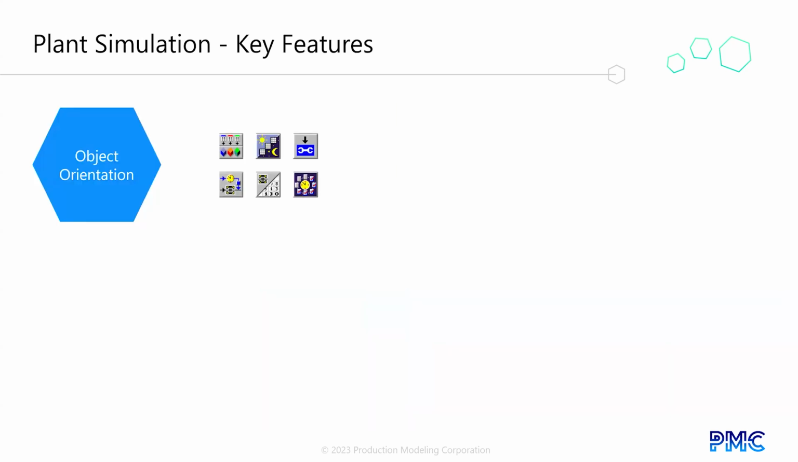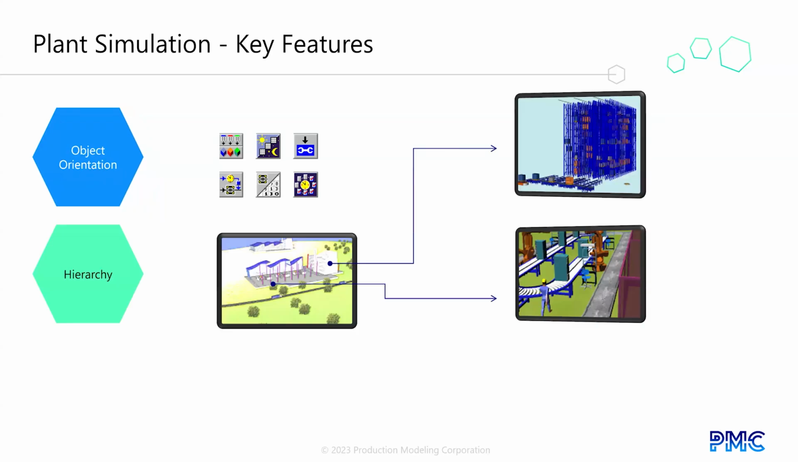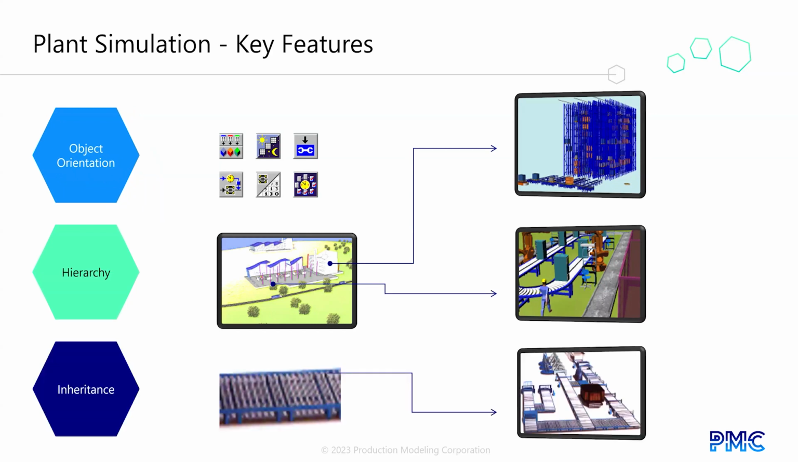Object orientation provides intuitive use of powerful built-in and custom-made objects that let you build models quicker. Hierarchy lets you structure complex models in an intuitive manner. It also makes it easier for you to make changes without having to tediously rearrange things like other flat-structured products require. Inheritance lets you make changes in one place. All children are changed accordingly. This ensures quality and saves you a lot of time.